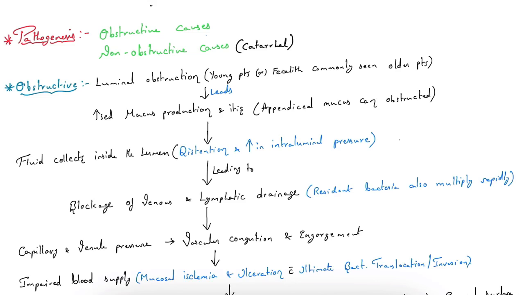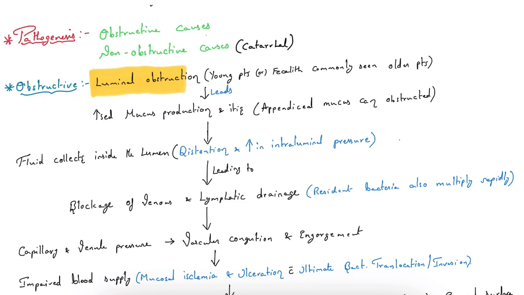non-obstructive. So first we are going to discuss the obstructive causes. First of all, because of hard stool or fecalith, most commonly, the lumen, which I told you is less than 1 mm, will get obstructed. Then it leads to increased mucus production and inflammation. The appendix secretes more mucus and that mucus will obstruct. Then fluid collects inside the lumen because of that obstruction.